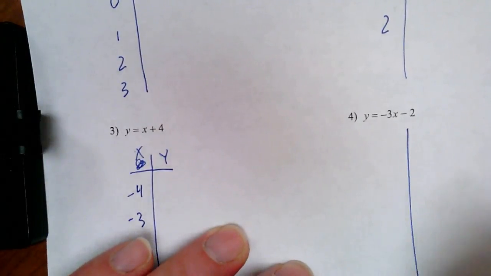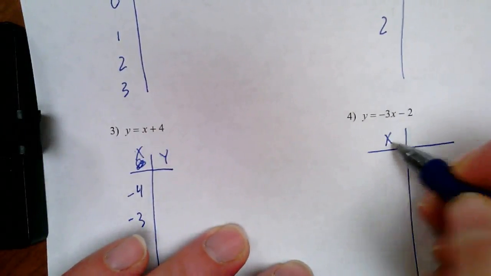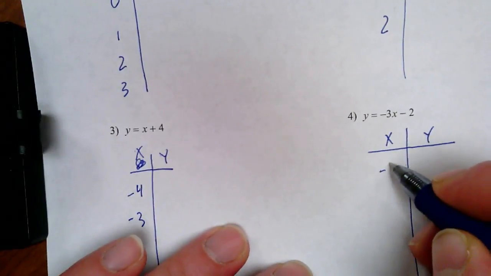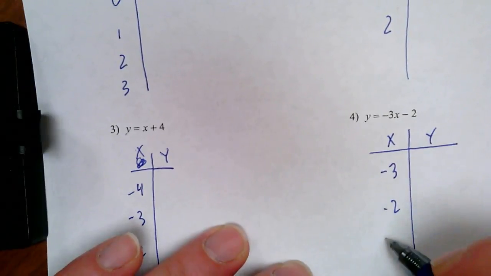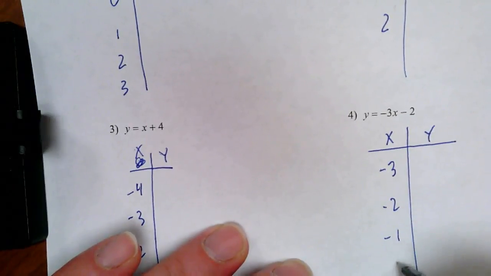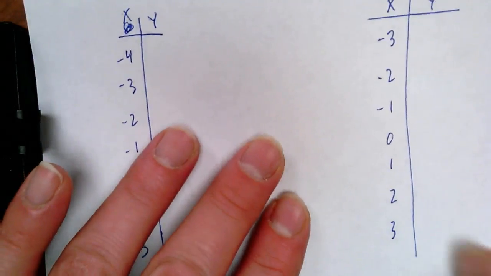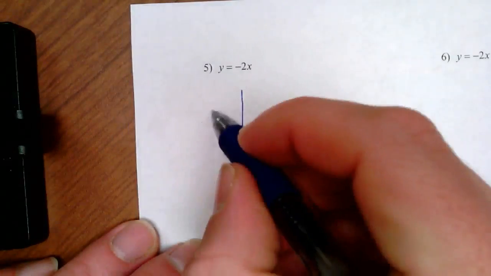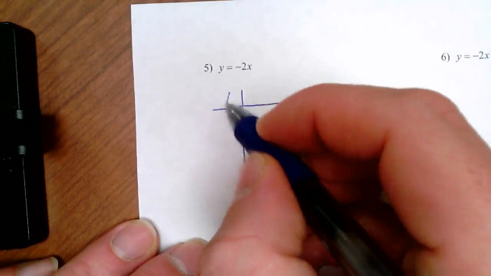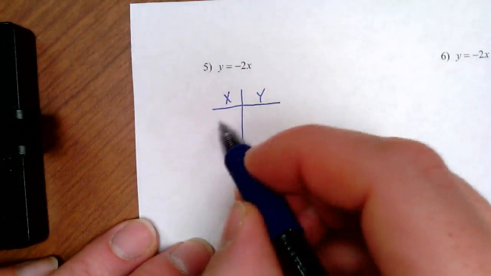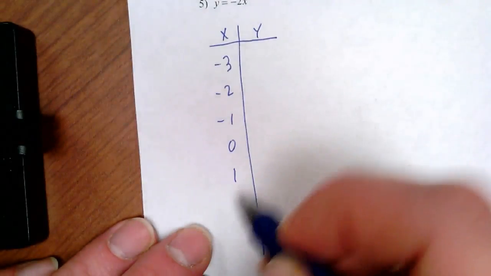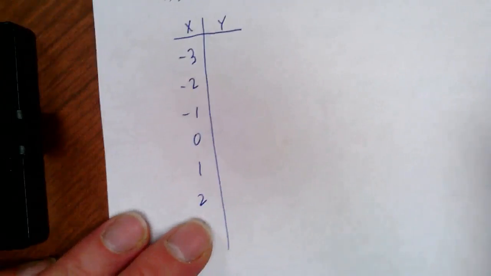All right, next. Here's our table. Here's our X. Here's our Y. How about -3, -2, -1, 0, 1, 2, and 3. Okay. On the back side, we got our table here. Let's see, X and Y. Let's go -3, -2, -1, 0, 1, 2, and 3.